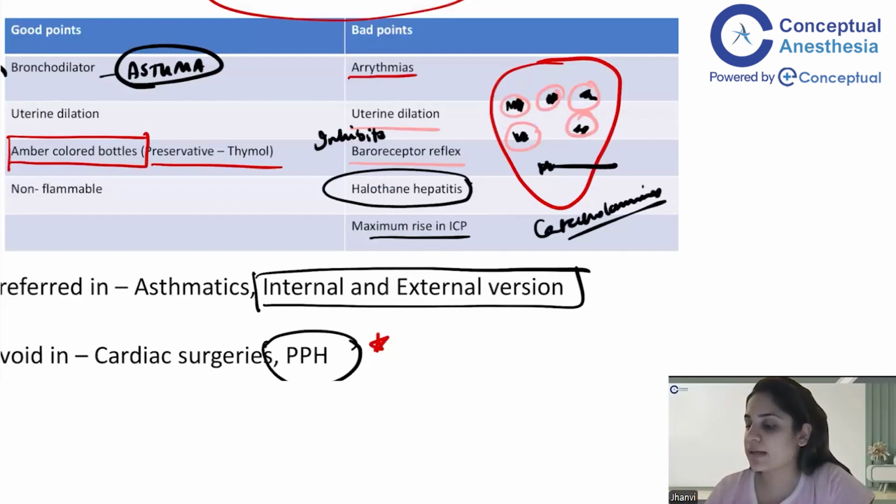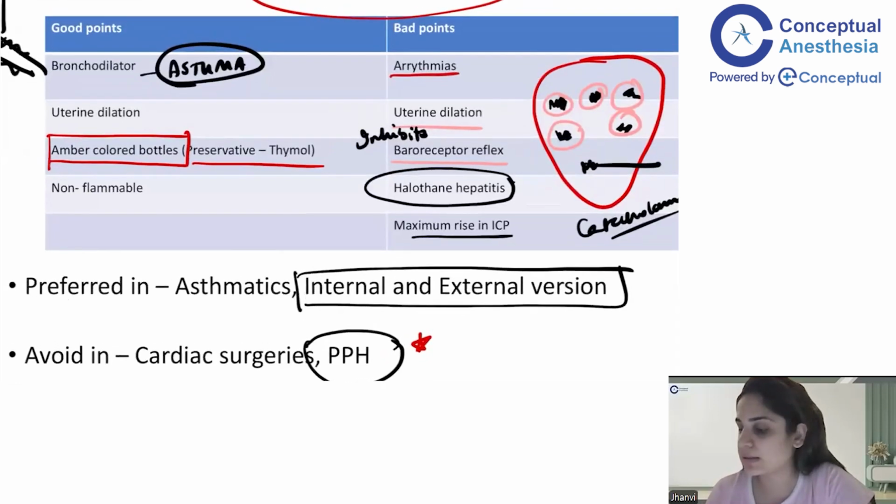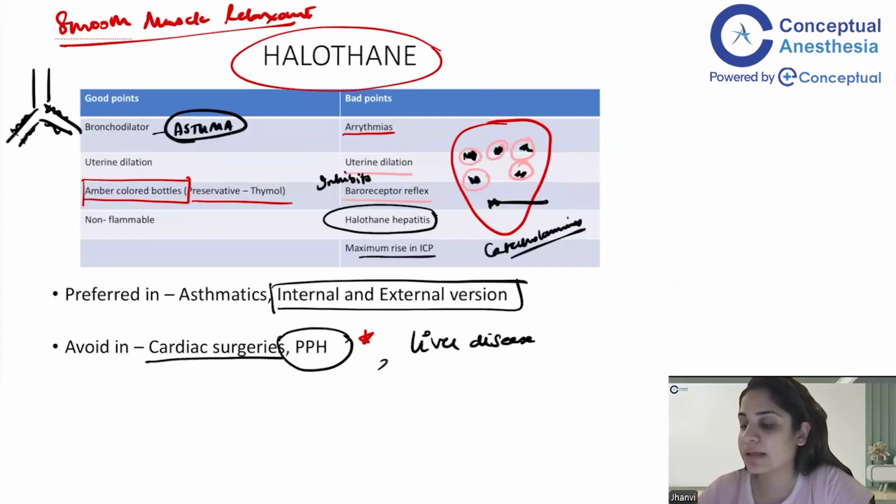So that is all about halothane. As I told you, we will avoid halothane in cardiac surgeries, because it causes arrhythmias. We will avoid halothane in anyone with liver disease also, because it causes halothane hepatitis. We will avoid halothane in anyone undergoing neurosurgery also, because it causes maximum rise in intracranial pressure. So that is all the important points about halothane that you need to know.